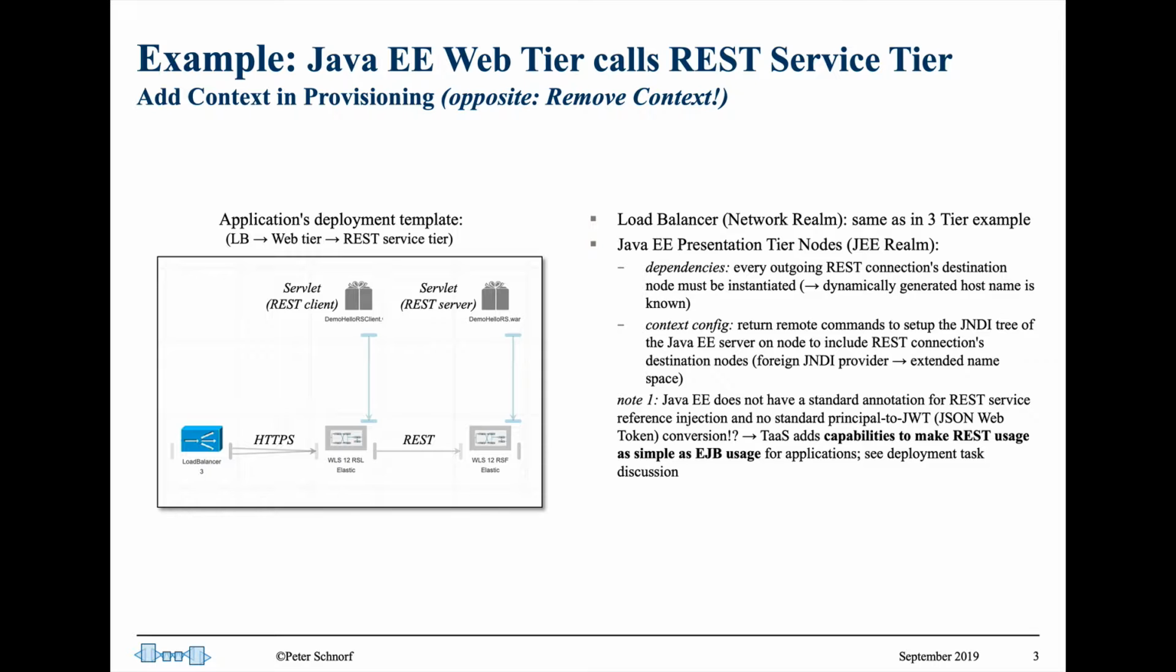Note, Java EE unfortunately does not have a standard annotation for REST service reference injection and no standard principal to JWT or JSON web token conversion. So TaaS has to add these capabilities itself to make REST usage as simple as HAB usage for applications. We see that in the deployment task discussion much better. The Java EE REST service tier nodes are not affected because here we restricted it to not call out to anything. It's just standalone.